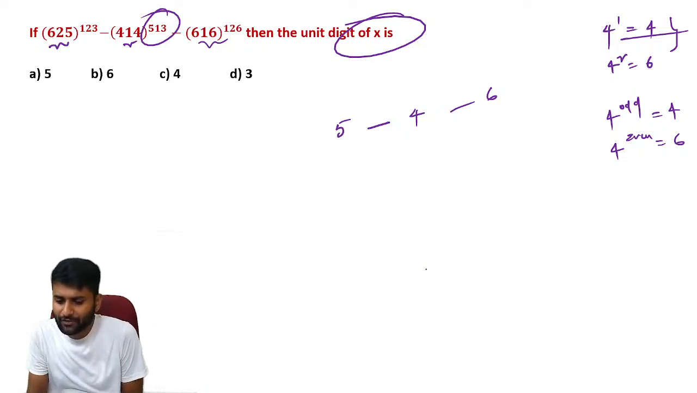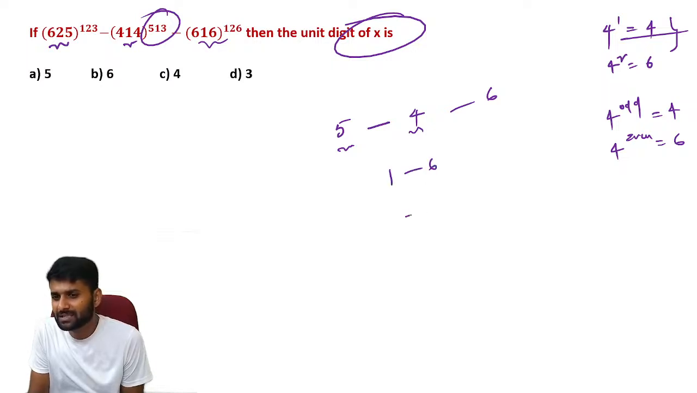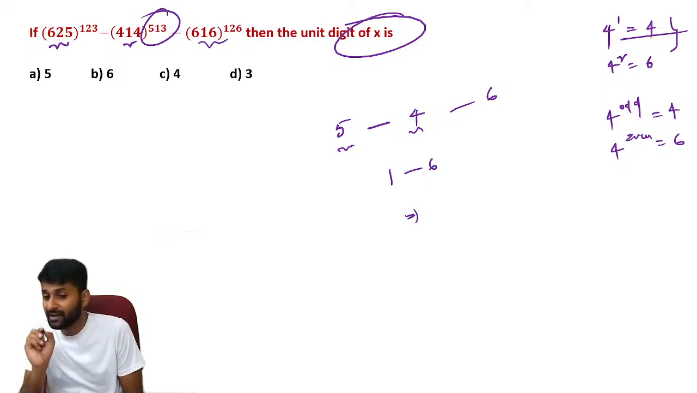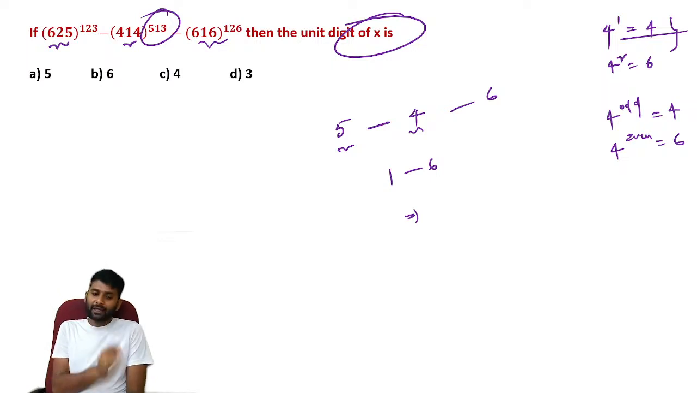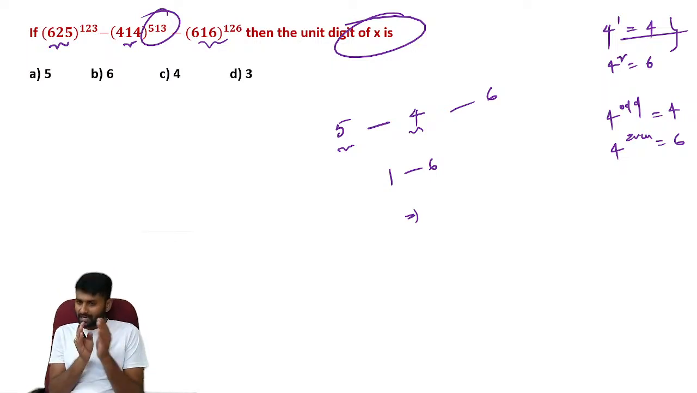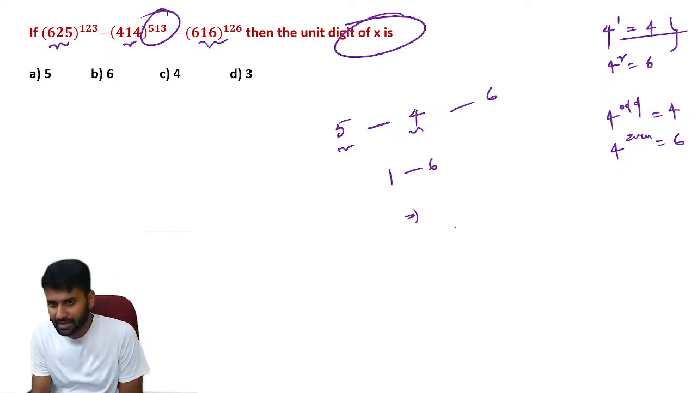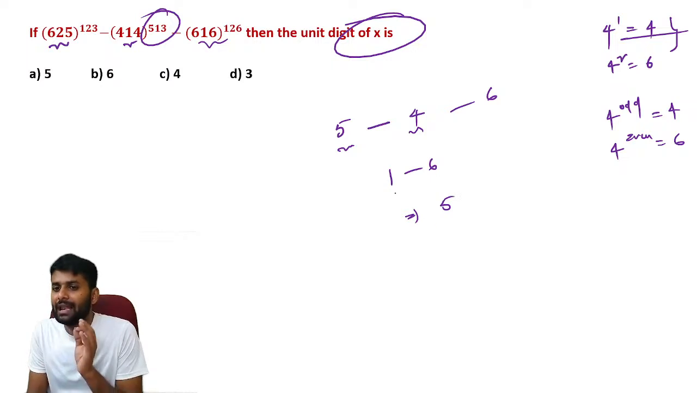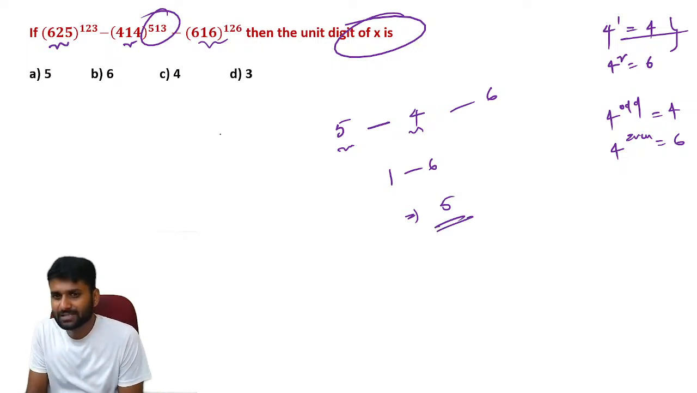So if you go through the further information, 5 minus 4 is equal to 1, 1 minus 6. I told you how to identify the units place: if the first is less than the second, then consider 1 as 11. 11 minus 6, 5 is the units place value.